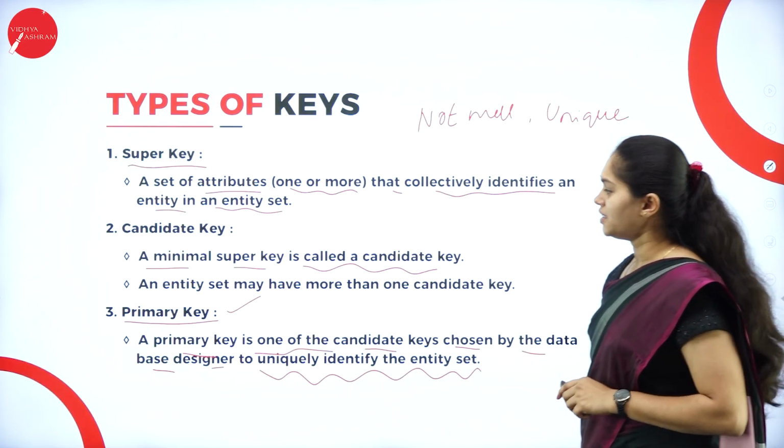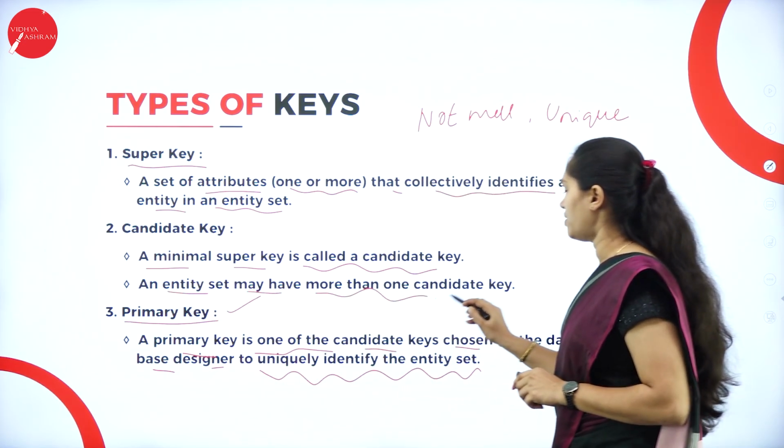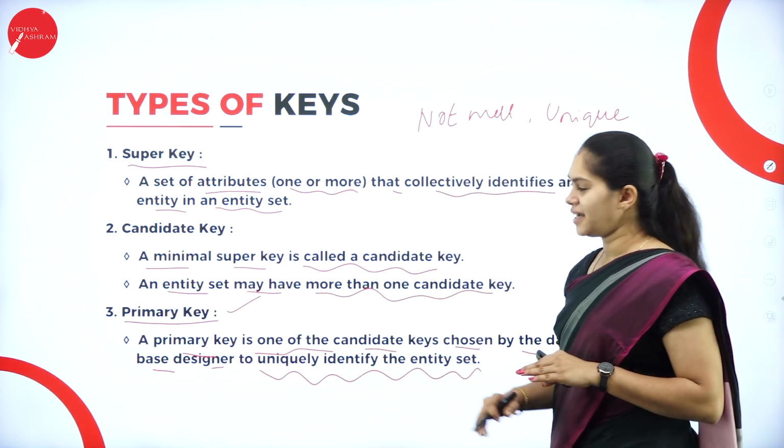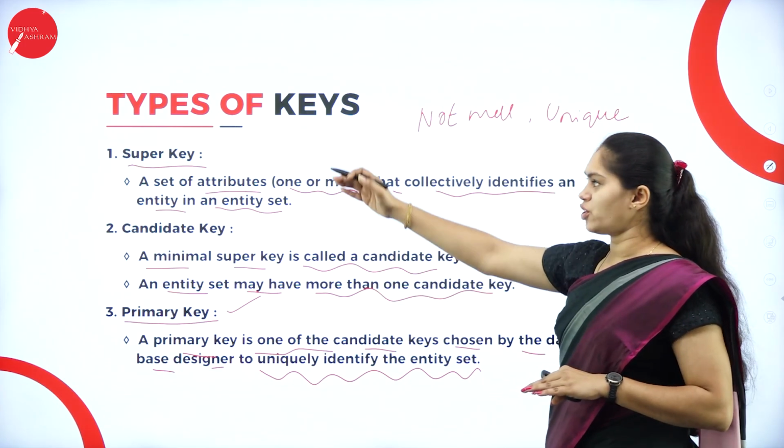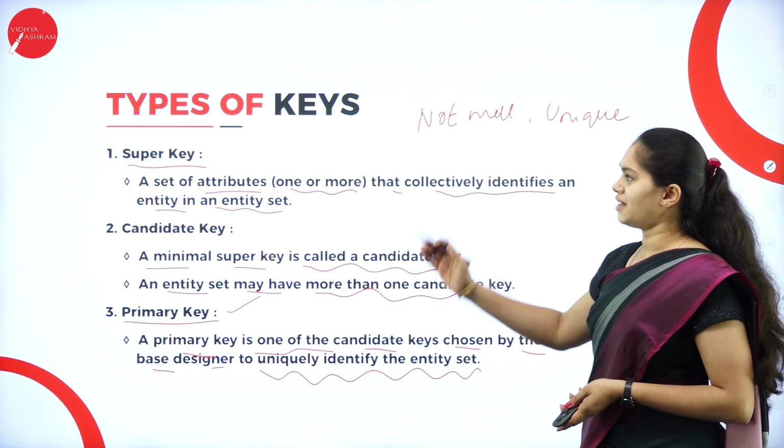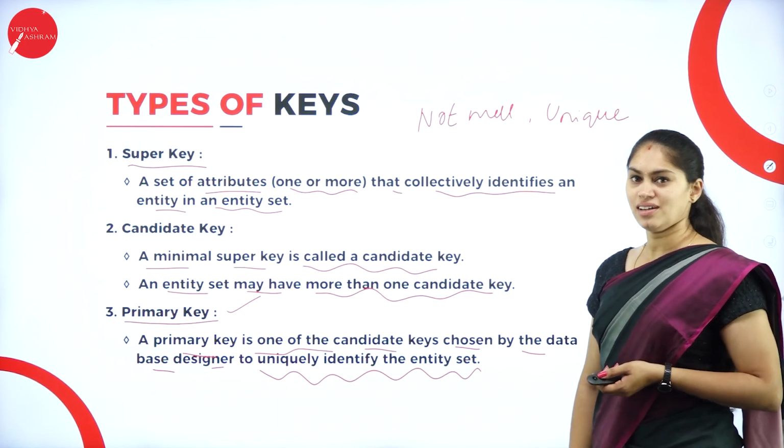And as I told you earlier, an entity set may have more than one candidate key. So the candidate key is a subset of the super key. So these are the types of keys that we have in a DBMS.